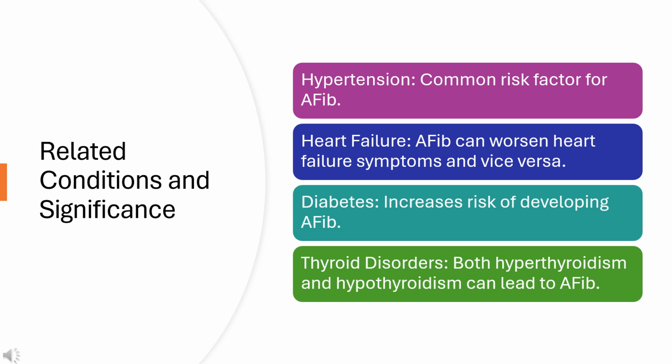There is a bidirectional relationship between AFib and heart failure. AFib can exacerbate heart failure symptoms, and conversely, heart failure can increase the risk of developing AFib. In heart failure, the heart's ability to pump blood effectively is compromised. This can lead to increased atrial pressure and dilation, which predisposes patients to AFib. Additionally, AFib can worsen heart failure by reducing cardiac output and contributing to further fluid retention and congestion.